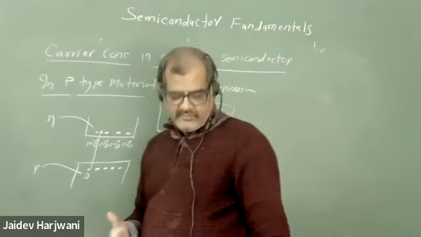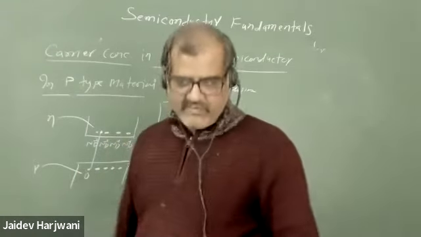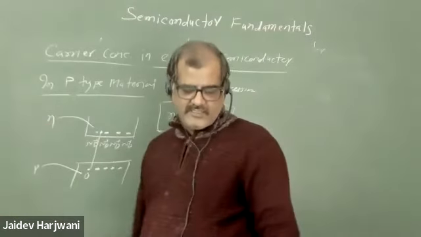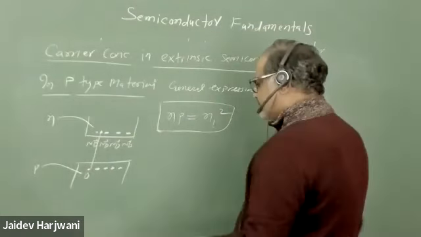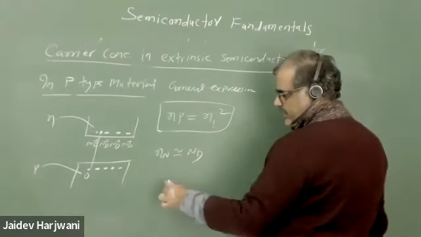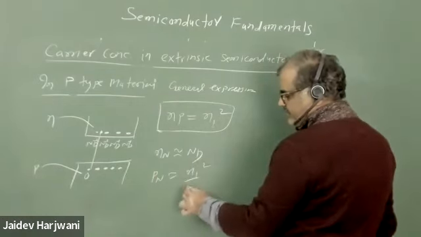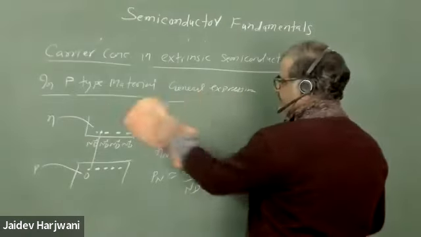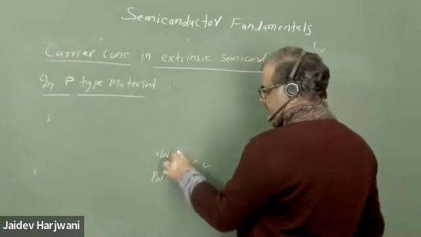Now the detailed derivation of this concentration Nd I have done in my material, or in the class material. You can find a little bit of detailed derivation there. Here I'm just writing the formulas. So you have n equals Nd, and p equals Ni square upon Nd. This is for n-type.